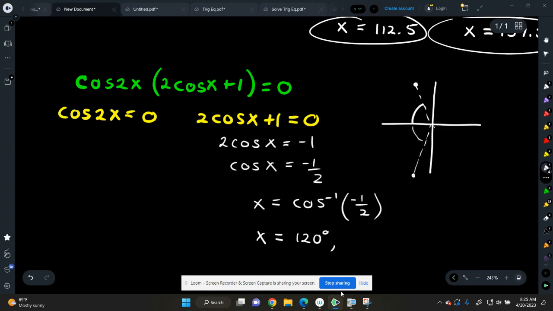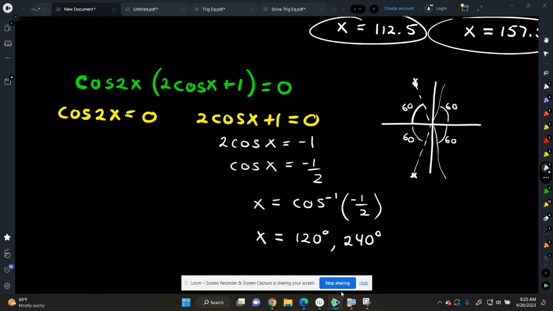There's 120. There's 120. And I'm sorry, 60 degrees is the reference angle. So my reference angle is 60. So all of these have a reference angle of 60. Which one will have a cosine that's negative? This one and this one. So we're looking at 120 and 240. Okay, we use that reference angle. Okay, let's solve the other side.